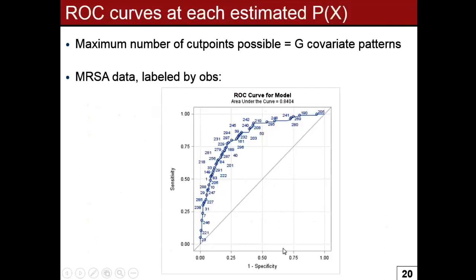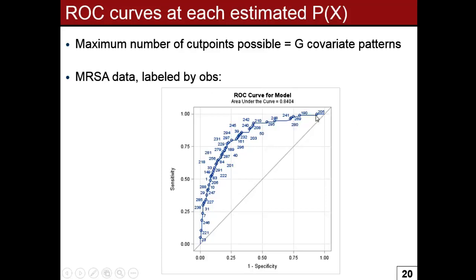Here, what are these numbers? This illustrates my point about it using the observations and their covariate patterns. This is showing the observation number associated with each cut point. So what I mean by that is, let's look way up here.